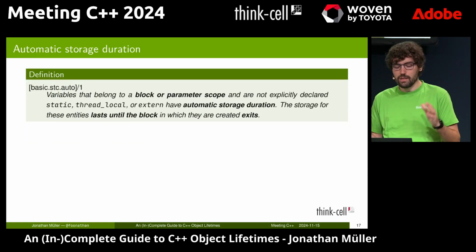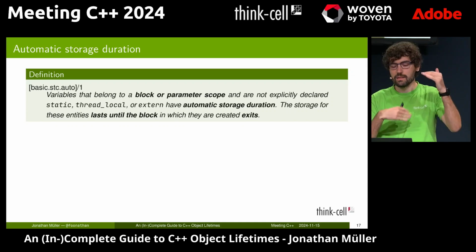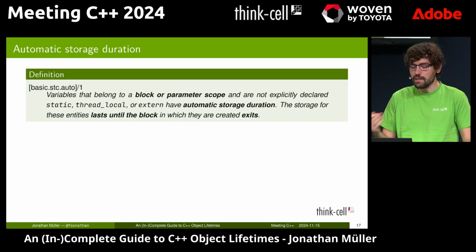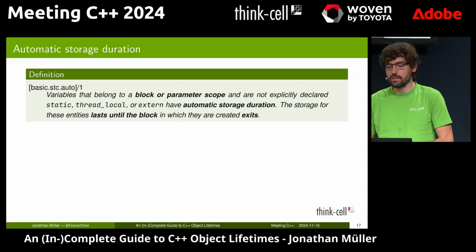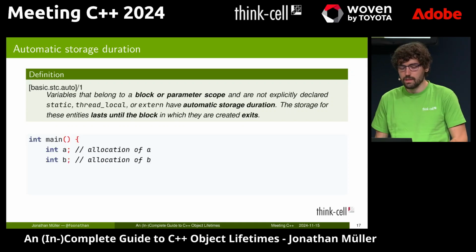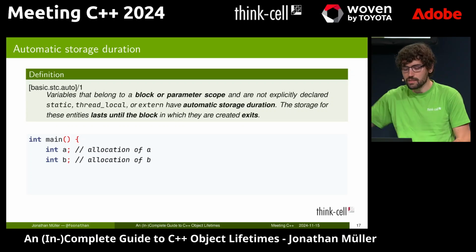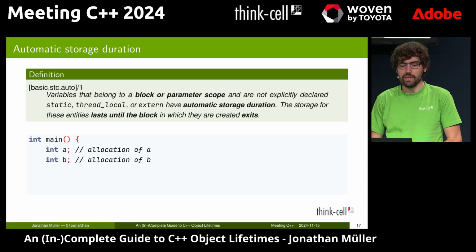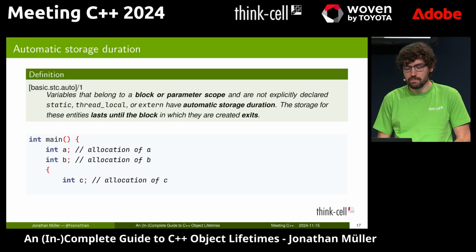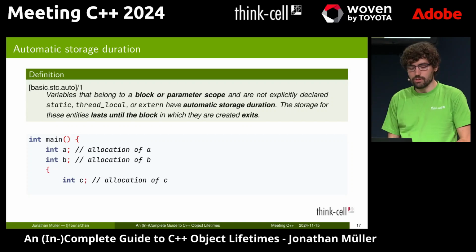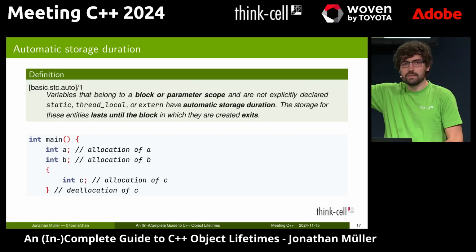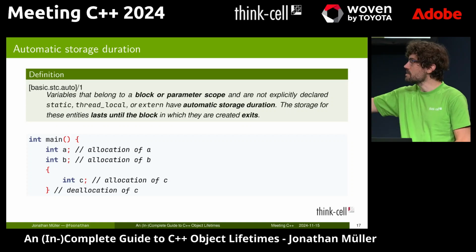So let's look at one, automatic storage duration. This is the most basic storage duration, and it applies to anything that is defined in a function. And there, the storage lasts until the block in which it was created exits. So in function main, the first line allocates storage of A. The second line allocates storage of B. Then we create another block. This allocates storage of C. When we close the block, this formally ends and deallocates the storage of C.